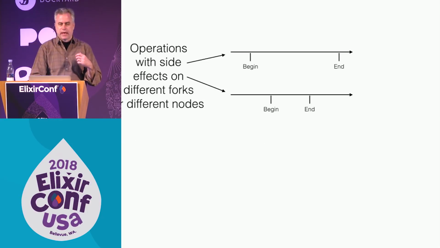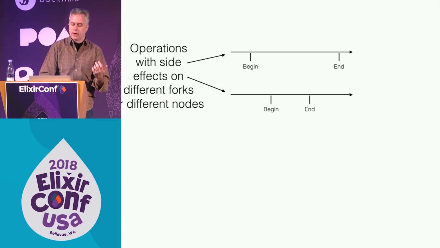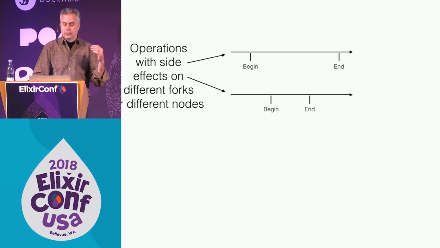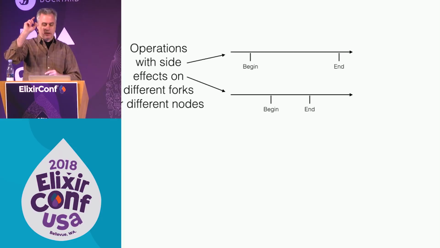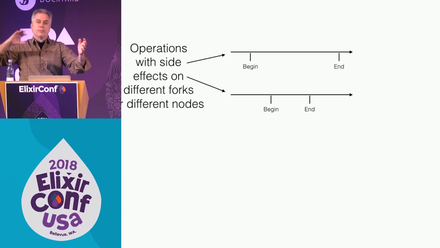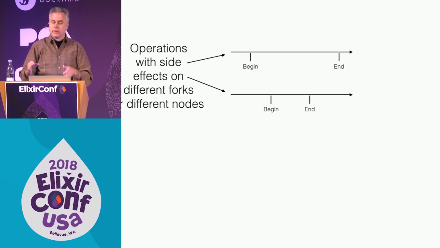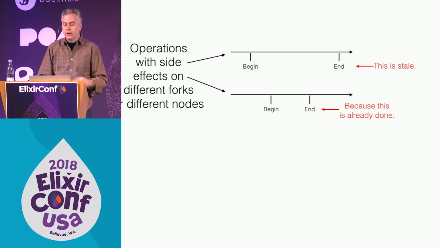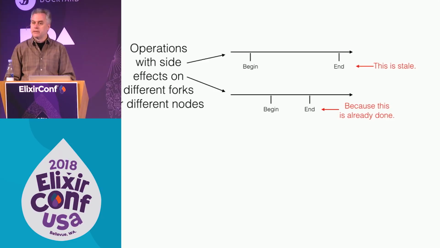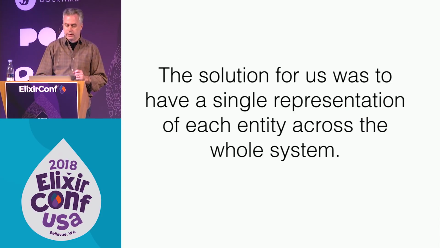And if we want to have a visual representation of how that might come to be, we've got two operations here. The one on the top begins first, but takes a lot longer. The one on the bottom begins afterward, but is done more quickly. And we end up with the top one having stale data, right? This was happening more than we wanted.